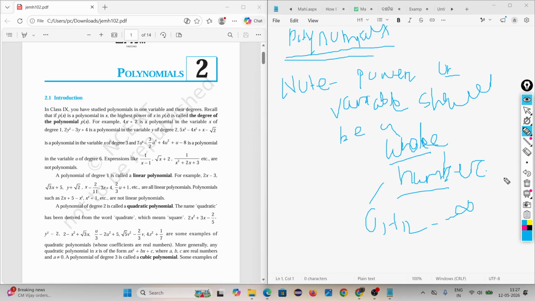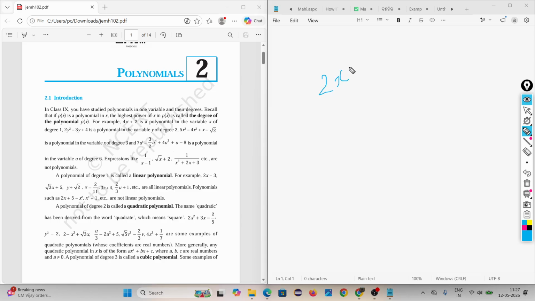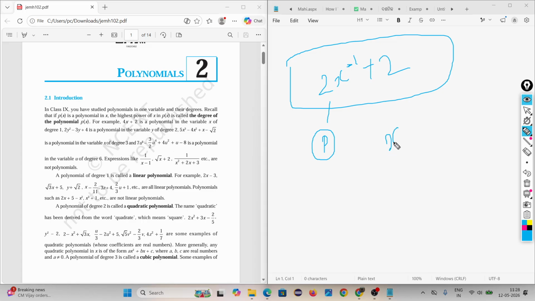Okay? Look, here I am writing an example. 2x power minus 1 plus 2. It is an algebraic expression. Is it a polynomial? No, because look, the variable is x, na? What is its power? Minus 1. Then minus 1 is not a whole number. It is an integer.